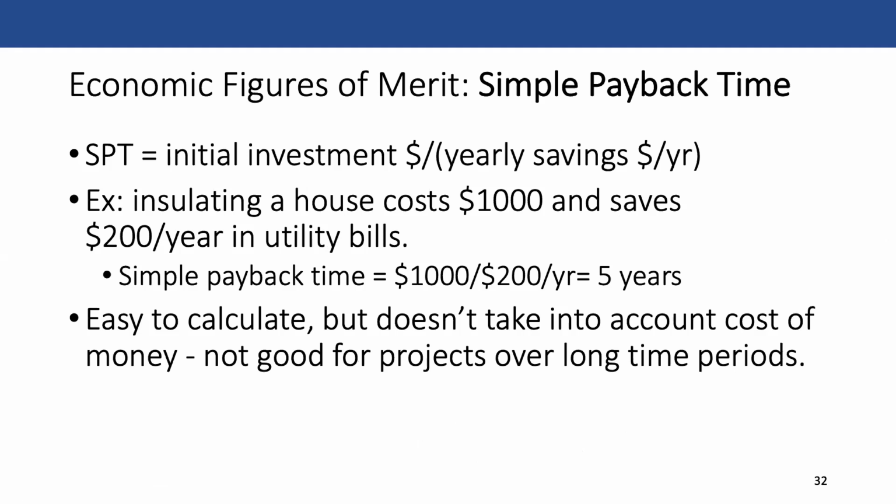Going back to doing some of these calculations, some things to keep in mind: simple payback time. This is just your initial investment divided by the number of years. If I were to insulate my house and it costs $1,000, but it saves me $200 a year in utility bills, the payback time is just 5 years. It's $1,000 divided by 200, which means after 5 years, I've made my money back.